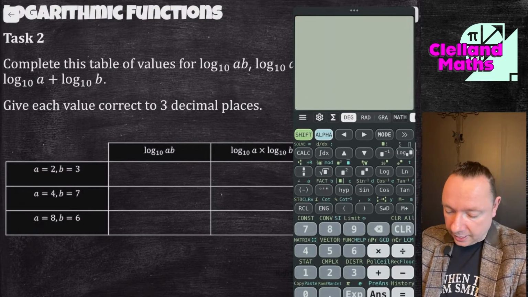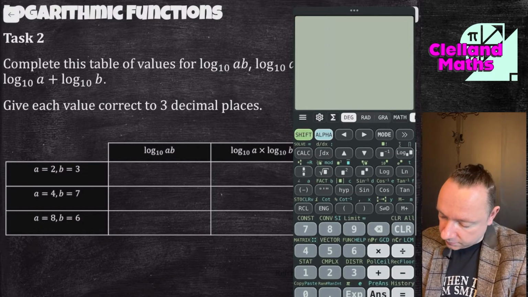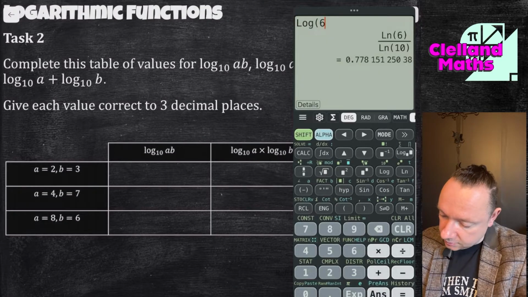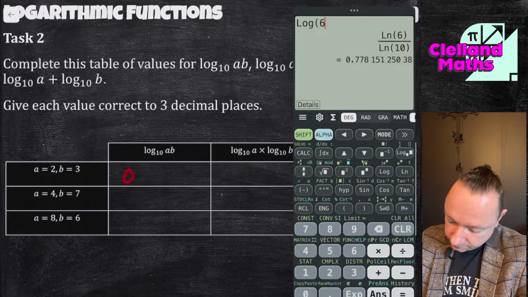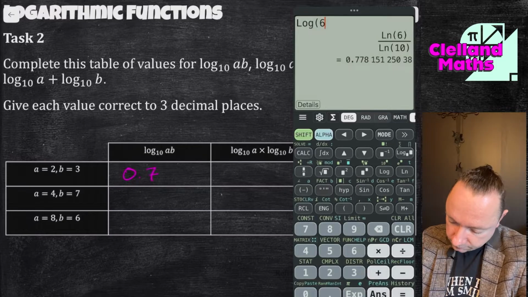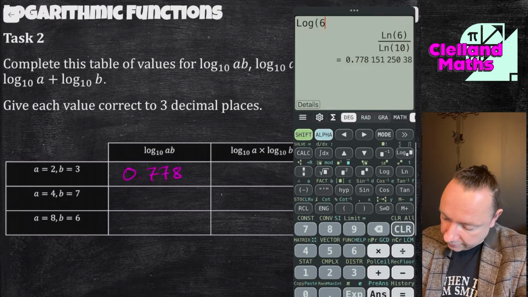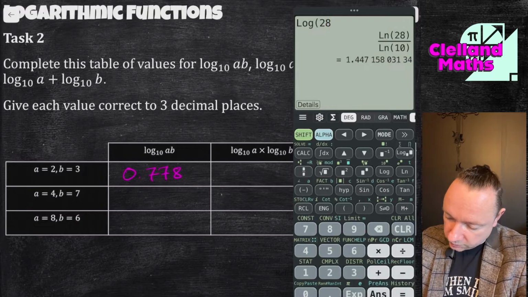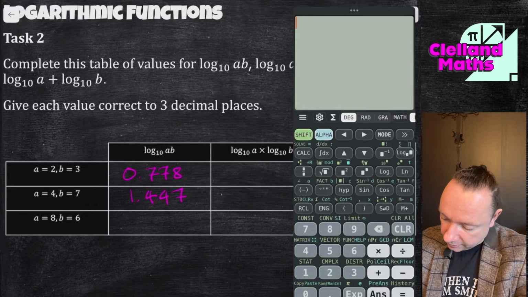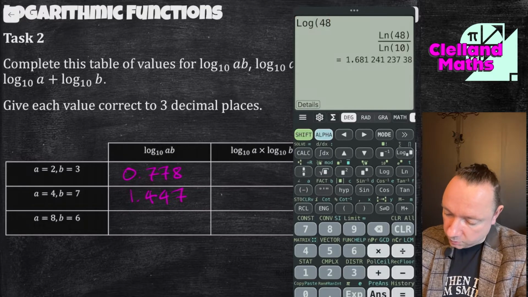So I've got, 2 3s is 6. So let's look at log 6. We get 0.778. 4 7s is 28, so log 28 is 1.447. And 8 6s is 48, so that gives me 1.681.